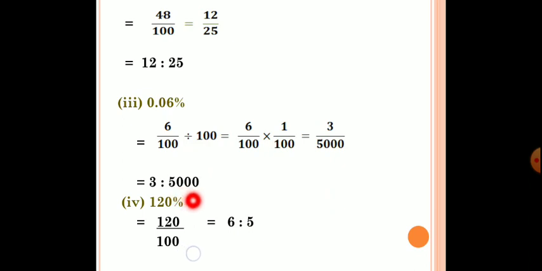120%. Convert 120% into ratio. So how can we write 120% as a fraction? That is 120 by 100. If I divide the numerator and denominator by 20, we'll have 6:5 as the answer. So this was half of the exercise done in this part.